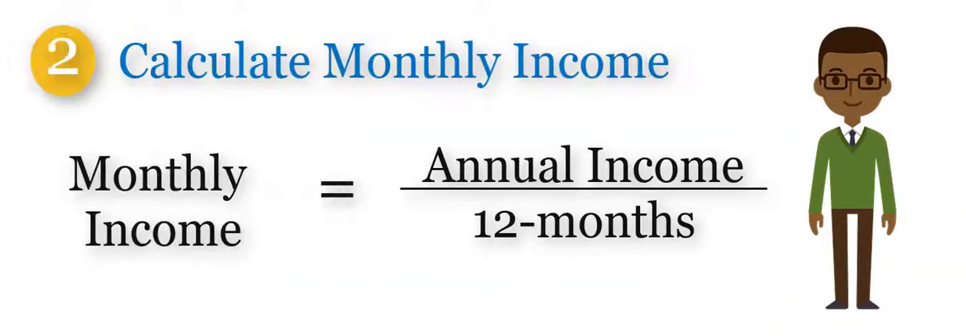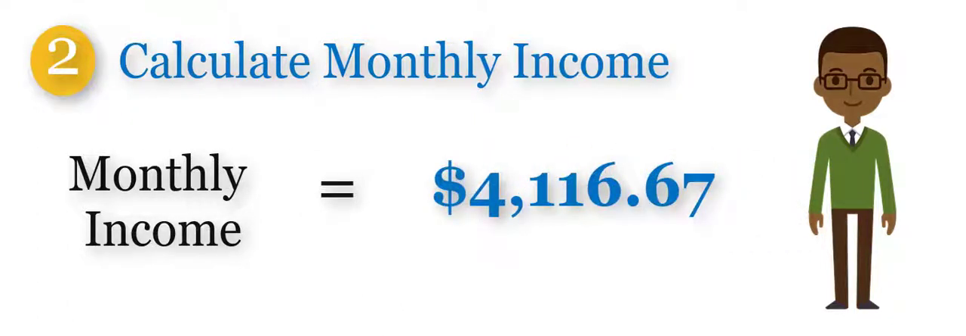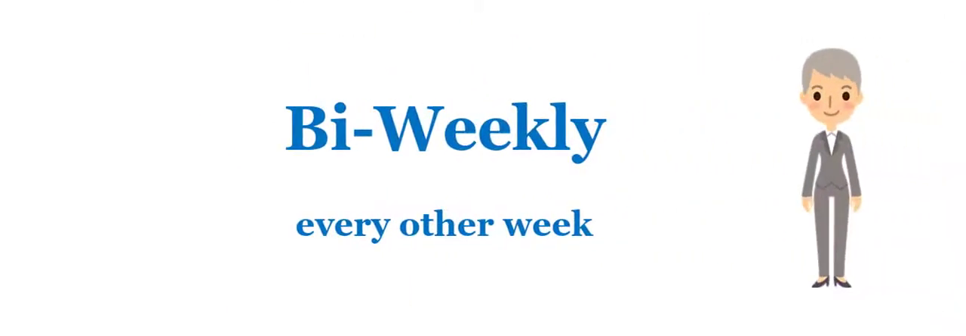Step 2, take your annual income to get your monthly income. In this example, his annual income was $49,400. Take this and divide by 12, which is $4,116. He makes $4,116 each month. Now let's talk about if you're paid bi-weekly.